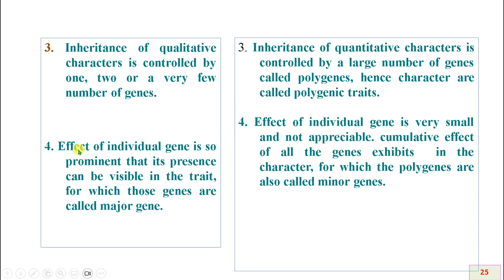In case of the qualitative, the effect of an individual gene is so prominent that its presence can be visible in the phenotypic character. Simply we can see the phenotypic character and predict the genotype of that particular animal. Whereas for the quantitative, the effect of an individual gene is very small and not appreciable; the cumulative effect of all the genes is exhibited. So the polygenes are also called minor genes. Such terminologies are there in case of the quantitative characters.